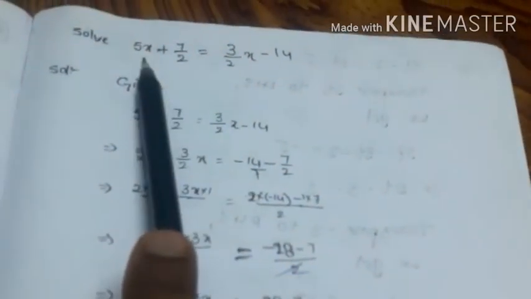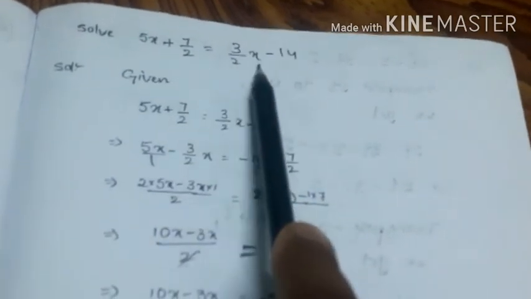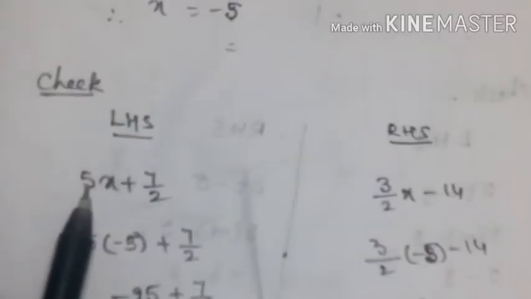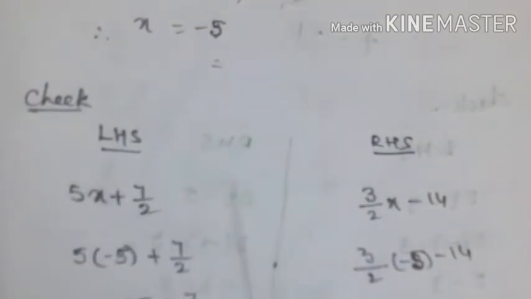Okay. Now check it. Is it right or wrong? What is the LHS? So find LHS and RHS. So what is LHS? 5x plus 7 by 2, and RHS is 3 by 2x minus 14. LHS is equal to 5x plus 7 by 2. So x is equal to, we got minus 5. Just substitute this value in LHS and RHS, wherever the x value is.